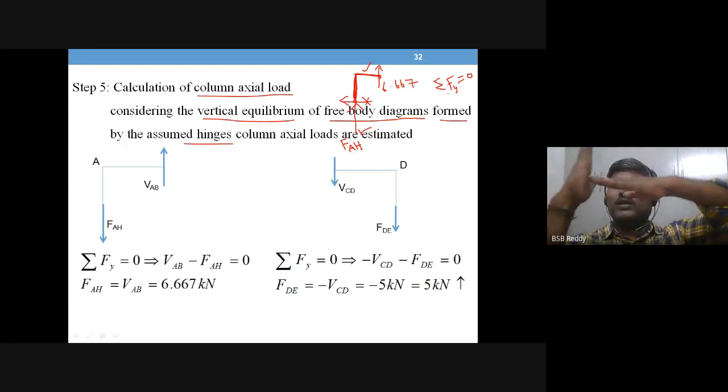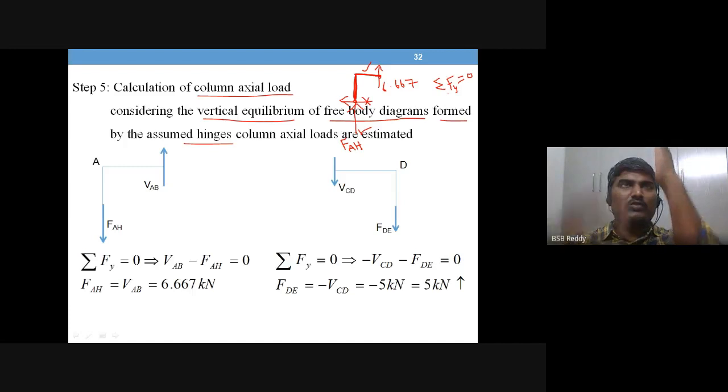For a beam, vertical force means what? It is a shear force. For a column, vertical force means what? Axial load. So this is the same represented here. You know this value, but the direction you don't know, so we are assuming it. If you get a positive value, you maintain that. If you get a negative value, just reverse it, that's it. That will tell you whether it is tension or compression. So this is how we proceed.